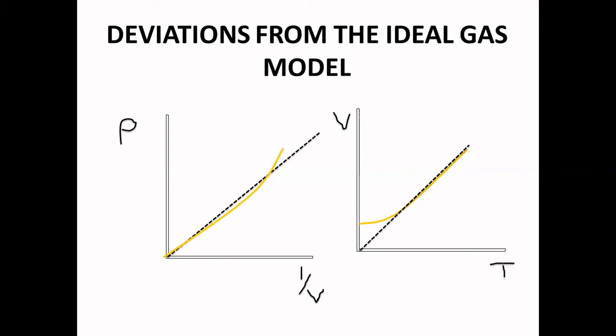Along the x-axis we have temperature, and along the y-axis we have volume. You can see the deviation there at low temperatures, when temperature gets close to 0. So we say at low temperatures, the particles take up space and the volume cannot decrease anymore, unlike the ideal gas, where the volume decreases as the temperature decreases.